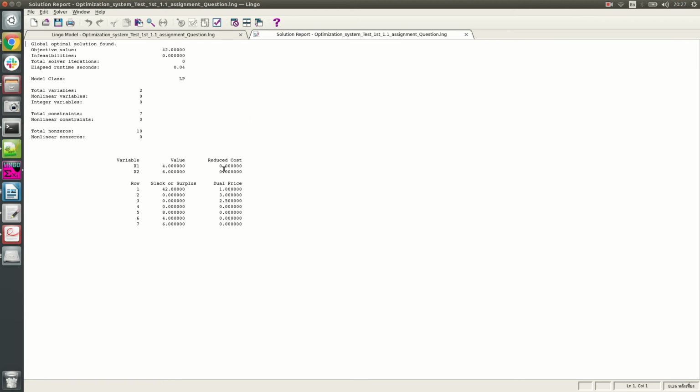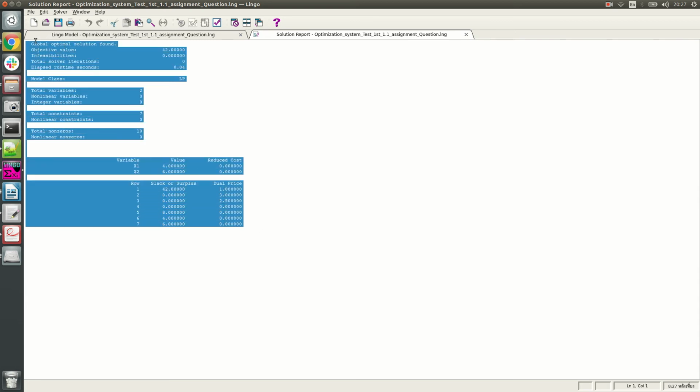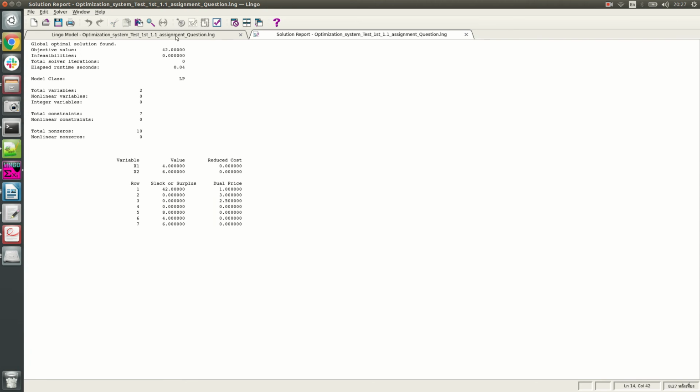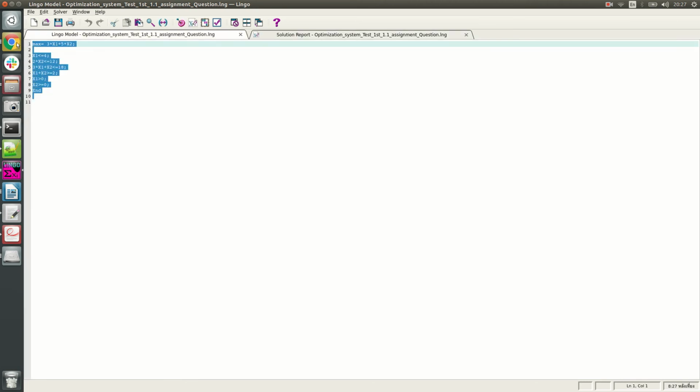Now we can see here the values it has calculated. X1 has the best value of 4.00, and x2 has the value of 6. This shows the implementation of solving this kind of equation by using Lingo. And that's all from my side. If anyone has questions, I'll be happy to answer.